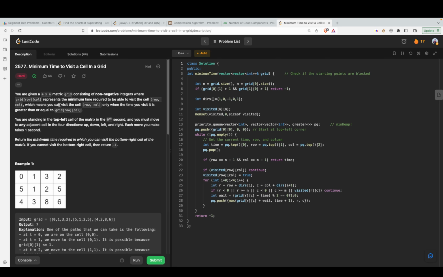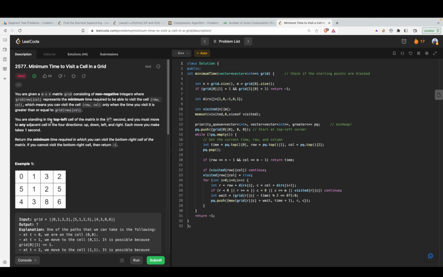of these values actually represents the minimum time required to be able to visit the cell at that location, which means that you can visit the cell only when the time you visit it is greater than or equal to the time at this particular location.